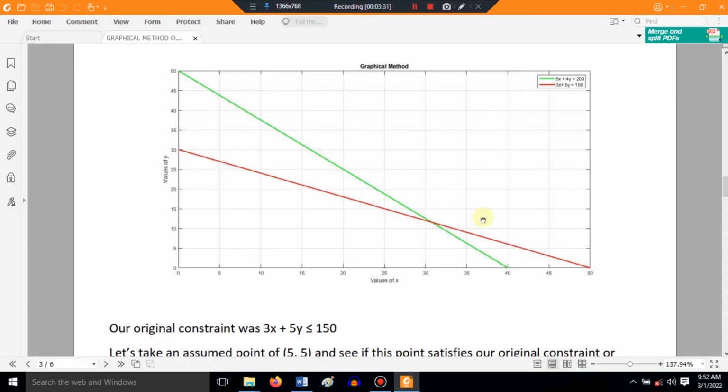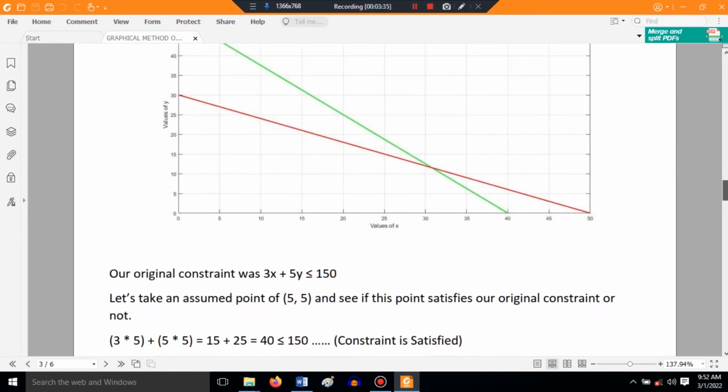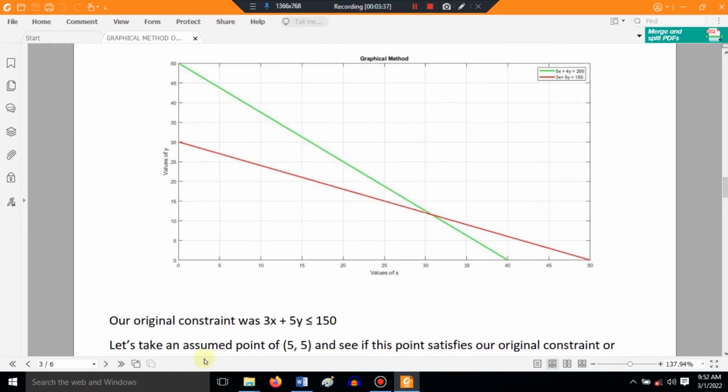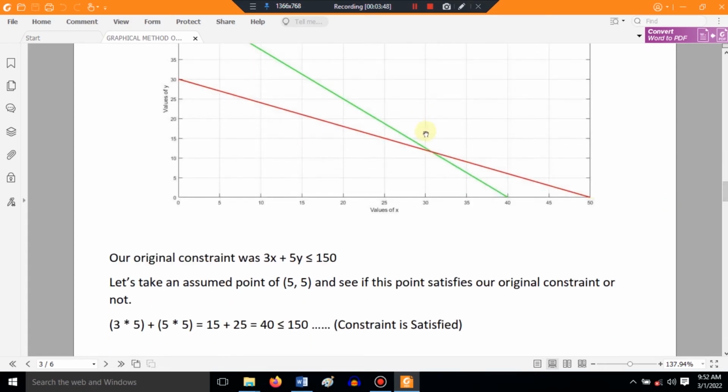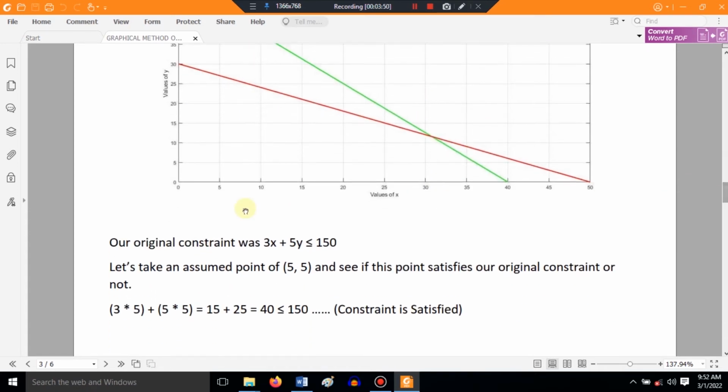Now we will make a line in this graph, and we have to see whether this was our original constraint. Which area satisfies this constraint, either above this line or below this line? One of the areas will satisfy this constraint. So we will take the same point as we did previously, (5, 5) below this line, and see whether this point satisfies this original constraint or not.